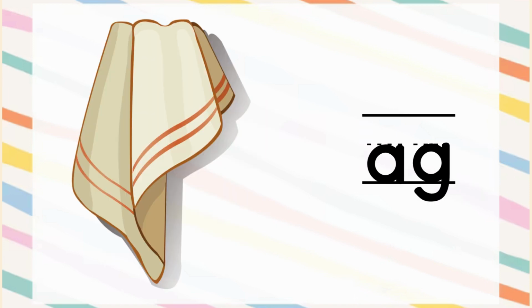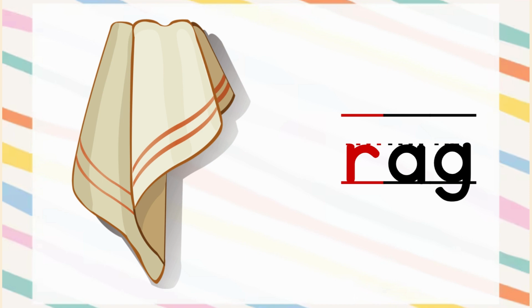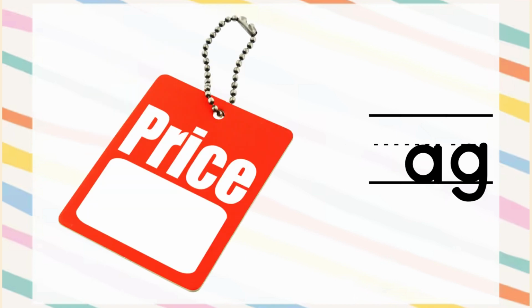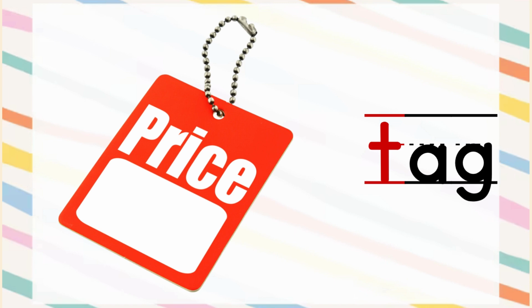Now the picture is of a rag. R, what is R? R, R, ag, rag. Well done. Now the picture is of a tag. So what is the first sound you hear? T, t, t, ag, tag. Well done, letter T.